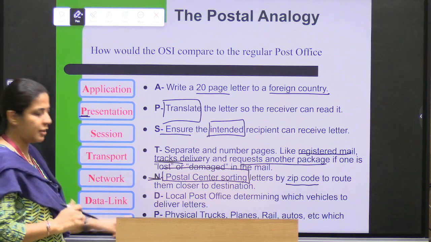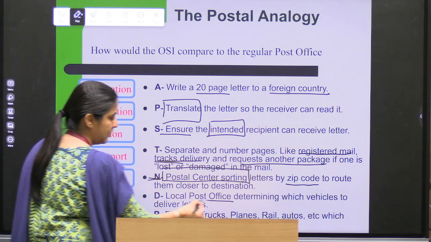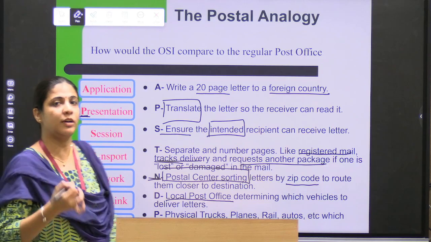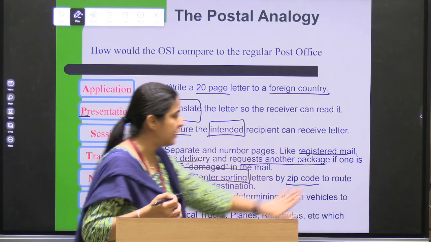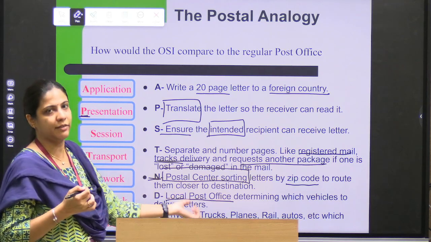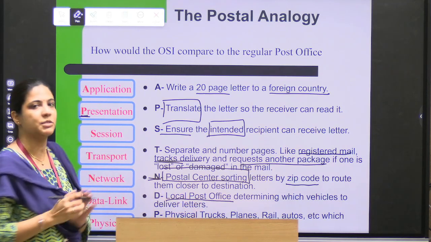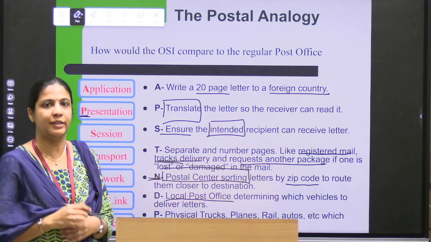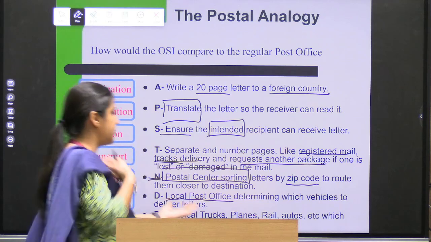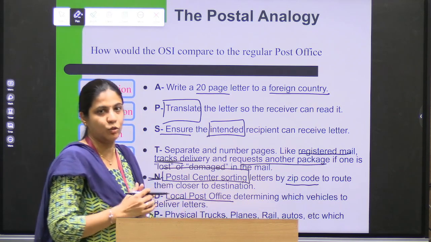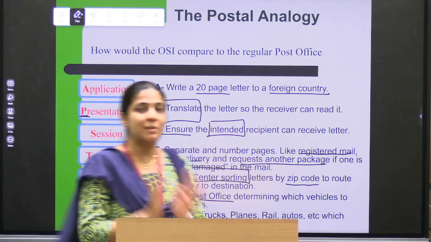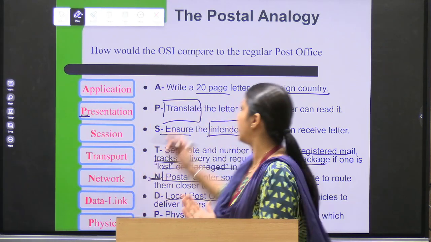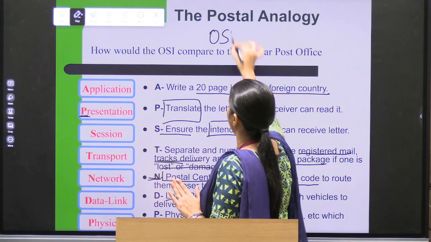Then comes the data link layer. It will act as a local post office, determining which vehicles to use to deliver the letters. And last comes the physical layer, which tells us which physical media need to be used, like trucks, planes, rails, to send the data. So it was a simple analogy to understand our OSI reference model.